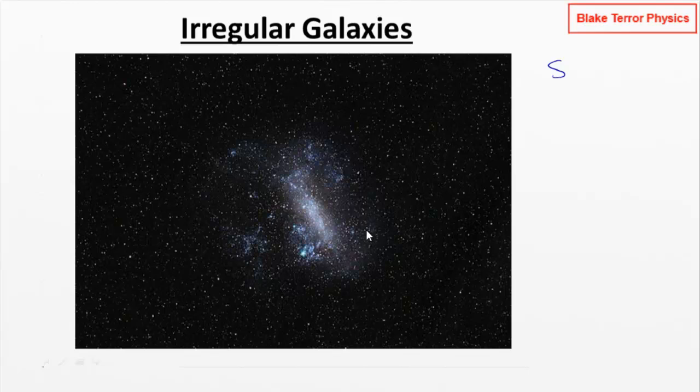You certainly can't say it's spiral. It doesn't have an elliptical shape. What are you going to call it? You're going to call it irregular. So these are just put down as IRR for their classification. So we've got the small Magellanic Cloud and the large cloud. These are not visible in the northern hemisphere, so they're quite southern in their location.